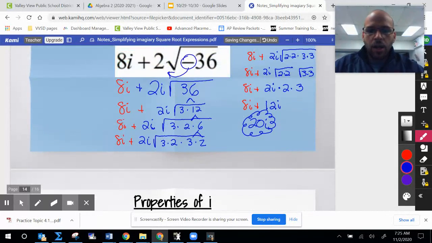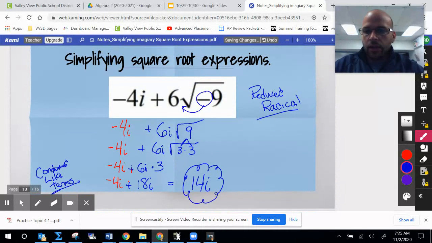All right. Hopefully that helped you reduce radicals. Hopefully now we've also expanded it so we can reduce radicals with negatives on the inside.